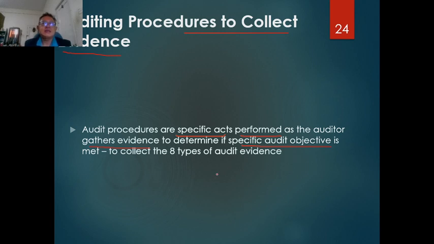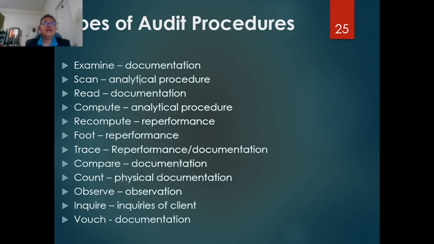There are several types, eight types of audit evidence just now: physical examination and so on, and all other observations. Now here are the types of audit procedures. If you want to get evidence through documentation, you have to do some examination. If you want to get the information through an analytical process, you need to do some scanning. Documentation, you have to read the document.